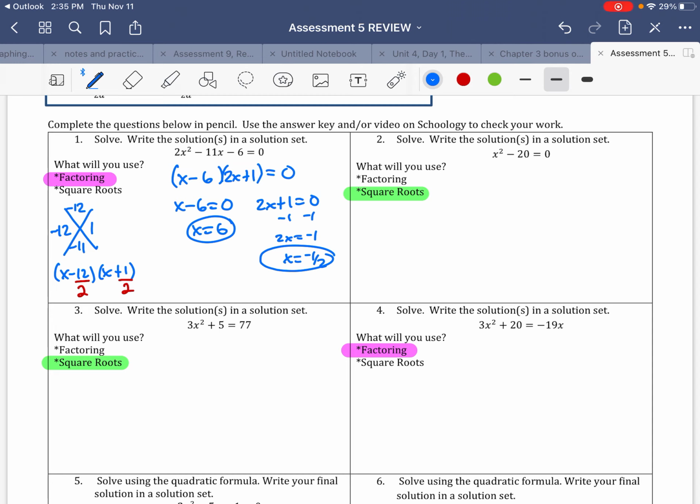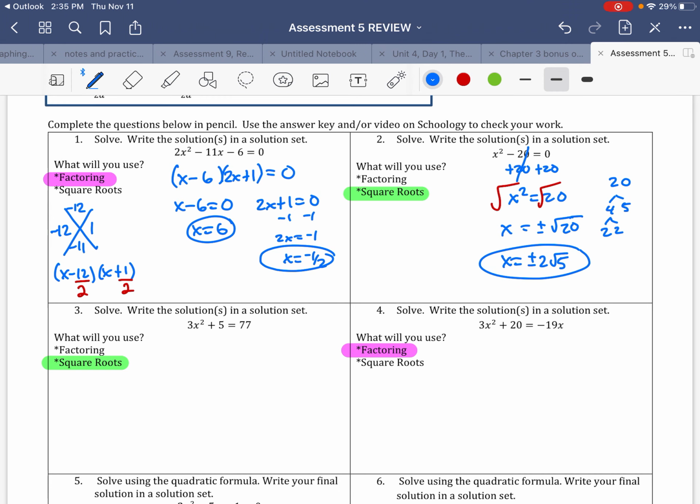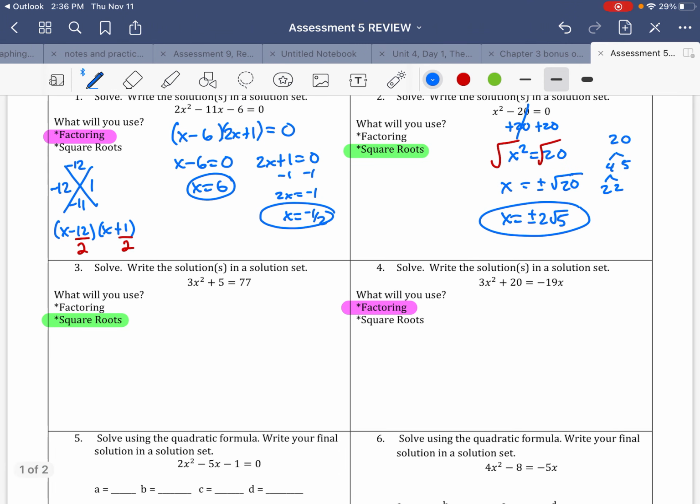All right, over here, number 2. This only has x squared, so I'm just going to add 20 to both sides, get the x squared alone, so x squared equals 20. Now I'm going to take the square root. The square root of x squared is x, and I get plus or minus radical 20, but this needs to be reduced down. 20 is 4 times 5, and 4 is 2 times 2, so I'm going to bring out a 2 and leave a 5 inside. So plus or minus 2 radical 5, and that's finished.